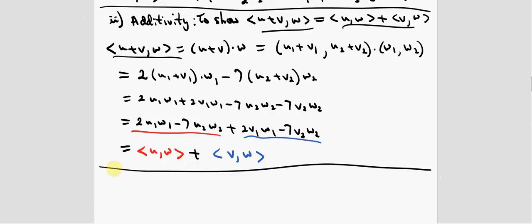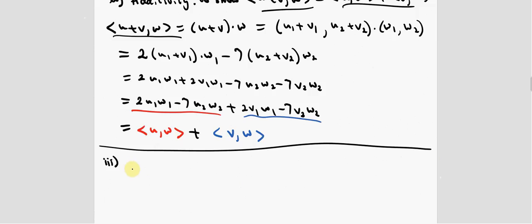Too many lines. Thirdly, homogeneity. Homogeneity says that, would say it like this to show, well, what does it say?